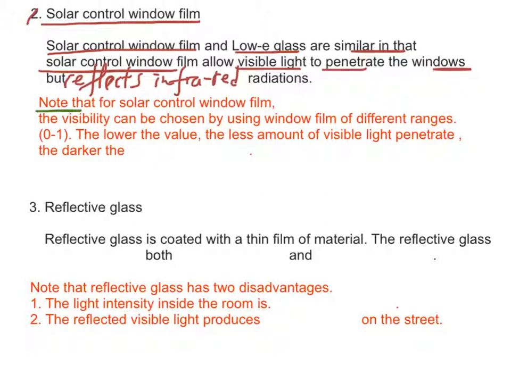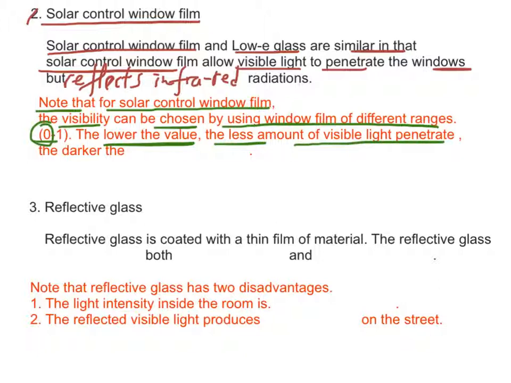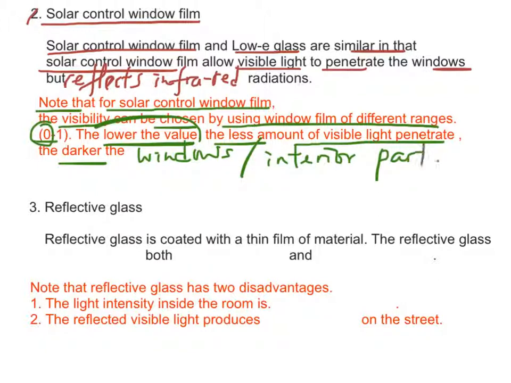Note that for solar control window film, the visibility of the window can be chosen by using window film of different ranges from 0 to 1. The lower the value, the less visible light penetrates. That means the lower the value, the darker the windows and the interior is.